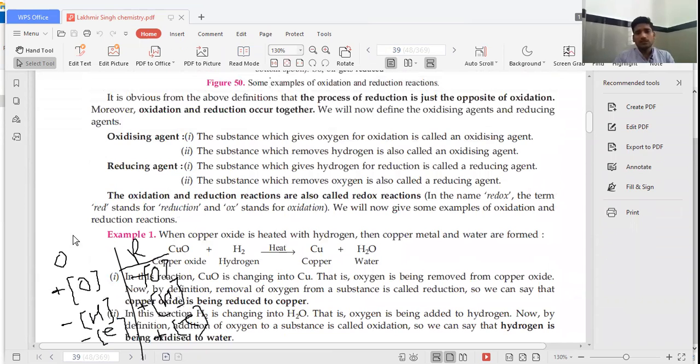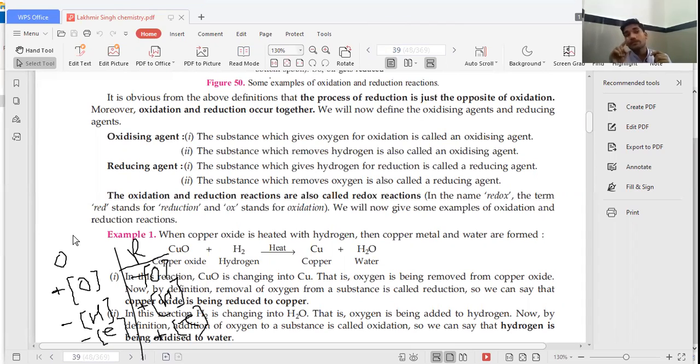Before that, two terms are also there, oxidizing agent and reducing agent. The substance which brings about oxidation is called oxidizing agent, right? The substance which promotes oxidation, which helps in oxidation, is called oxidizing agent. And if something is promoting oxidation, it means that it itself is undergoing reduction. So make sure it in your brains that the substance which is undergoing reduction is always oxidizing agent. Clear?